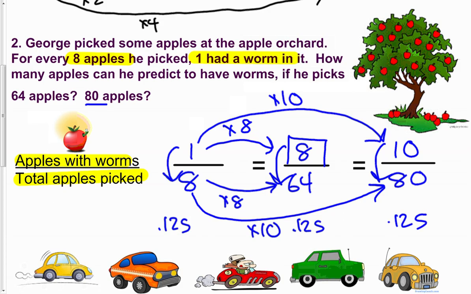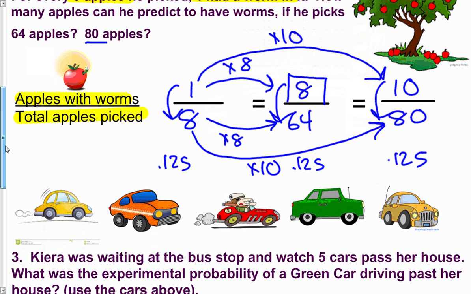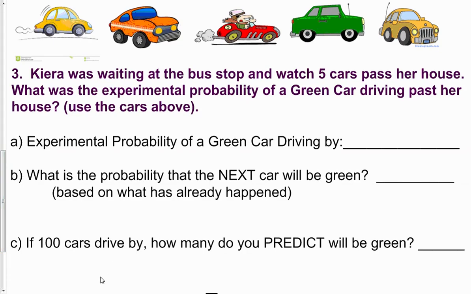If you need more time to think about that, then go ahead and pause the video and finish working out how many apples would have a worm if you pick 64 or 80 apples. All right, let's go to the last problem. This is a different type of prediction problem.